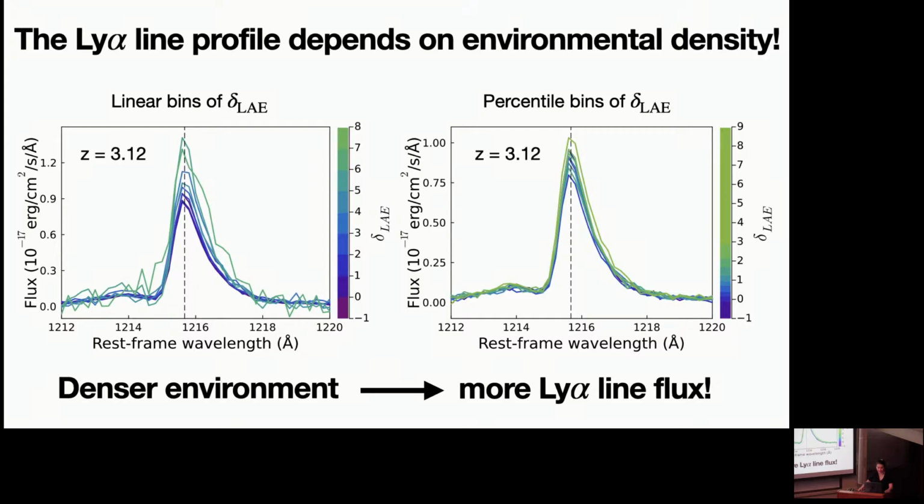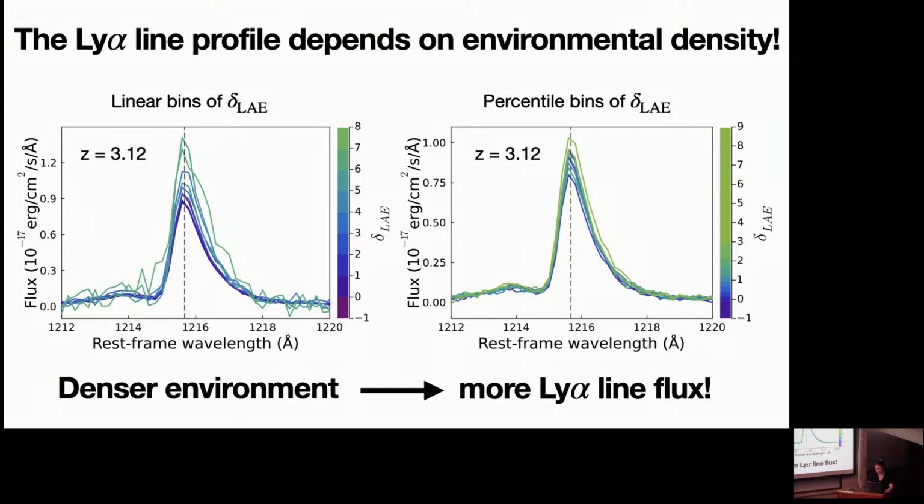These are stacks of galaxy spectra in bins of delta LAE. On the left are linear bins of delta LAE, and on the right are percentile bins. In both cases, the darker colors correspond to galaxies at lower values of delta LAE, or less dense regions, and the lighter colors are higher delta LAE, or more dense regions. In both cases, we can see that a denser environment indicates more Lyman alpha line flux. On the left, in the linear bins, we can see this very clearly, but we also see that the stacks become more and more noisy as we get to higher and higher delta LAE values, because galaxies in these extremely overdense regions are more rare.